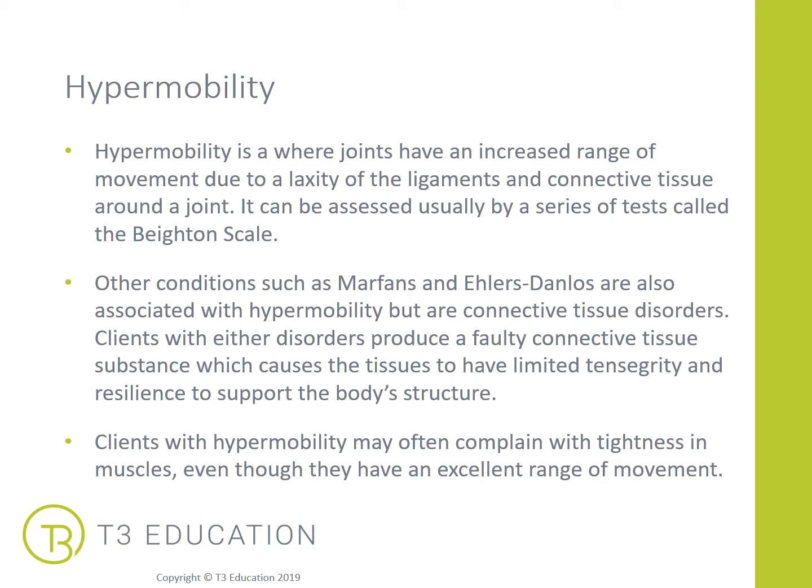Clients with either of these disorders produce a faulty connective tissue substance, either fibroblast, collagen, or ground substance. And this dysfunction causes the tissues to have limited tensegrity of the connective tissue, which can't support the body's structure. So you might find that a client can lift their skin quite freely away from their tissues. Clients with hypermobility may often complain of tightness in muscles, even though they have an excellent range of movement.